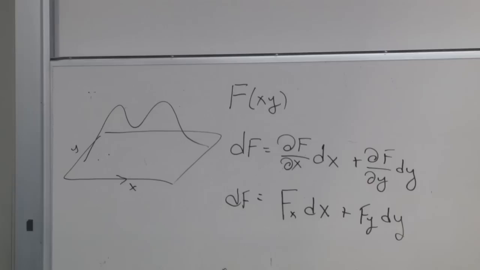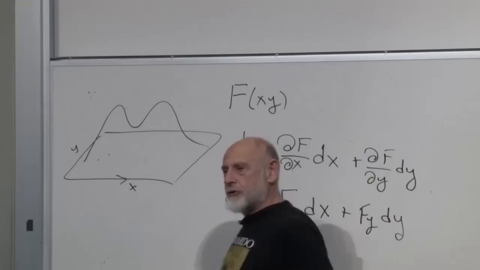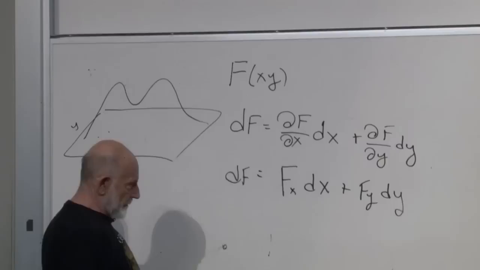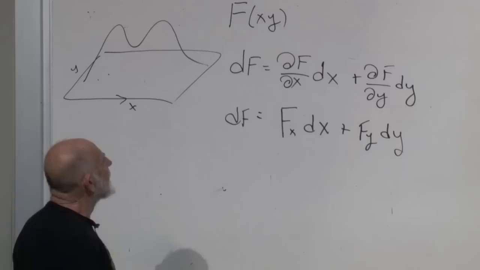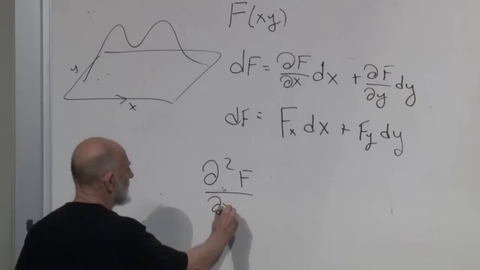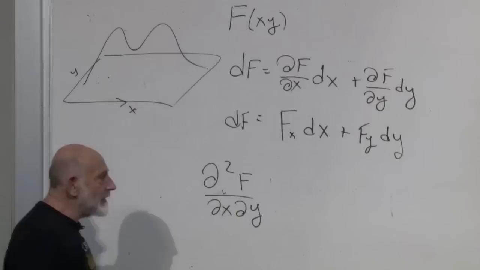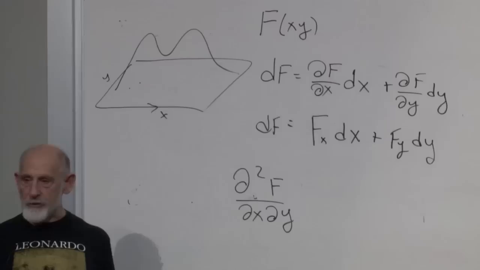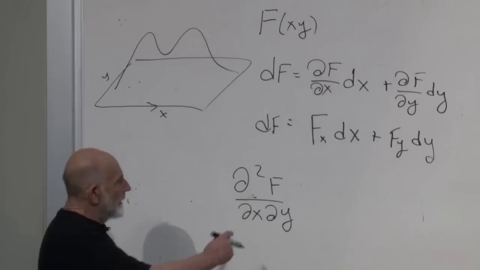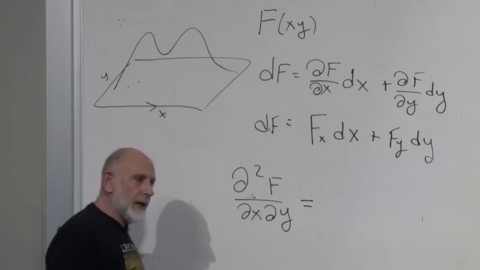Are there any restrictions on what f sub x and f sub y can be in order that this really be the small change in some genuine function? Yes, there are. Basically, one restriction. Take the following quantity, the second derivative of f, d second f by dx dy, where you first differentiate with respect to y, and then differentiate the result with respect to x. It's a theorem of calculus, an easy theorem to prove, we won't do it tonight, I'm sure most of you know it, that it doesn't matter in which order you do the derivatives.